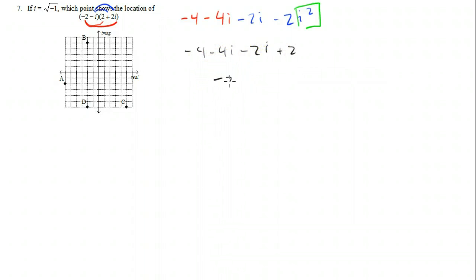Here I get minus 2. The i's, I get minus 6i. And so when I graph this, this is our answer.